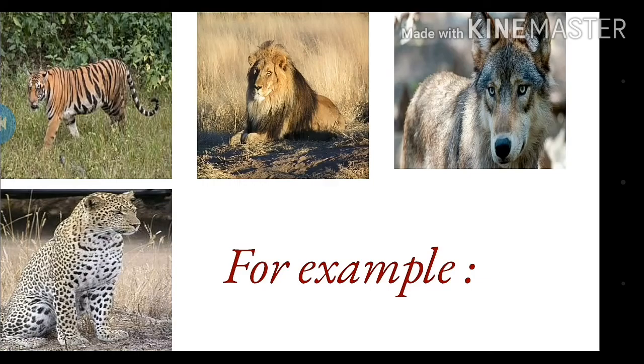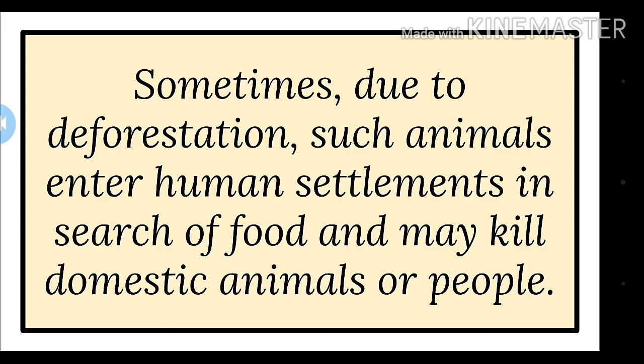And now we'll see some examples of predators. The examples are the first, that is the tiger, second lion, third fox, and the last, that is leopard. These all are predators. Sometimes due to deforestation, these wild animals or the predators enter human settlements in search of food and may kill domestic animals, that is a cat, dog, etc., or people, that is us also.